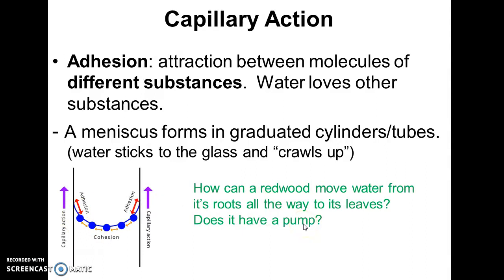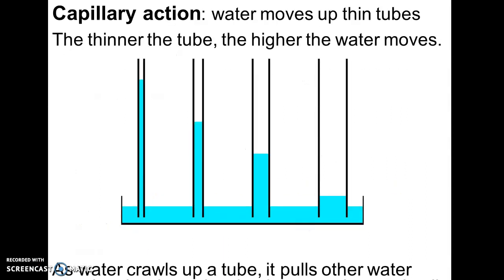And so my question for you is, how can a redwood move water from its roots all the way up to its leaves? Does it have a pump inside? Well, no, it doesn't have a pump. It's due to capillary action. If you put tubes into a dish of water, a tube with a larger diameter will not carry water up as high as a tube with a very thin diameter. And that's because there is more surface area in a thinner tube, and so the water is able to adhere to the edges of that tube better.